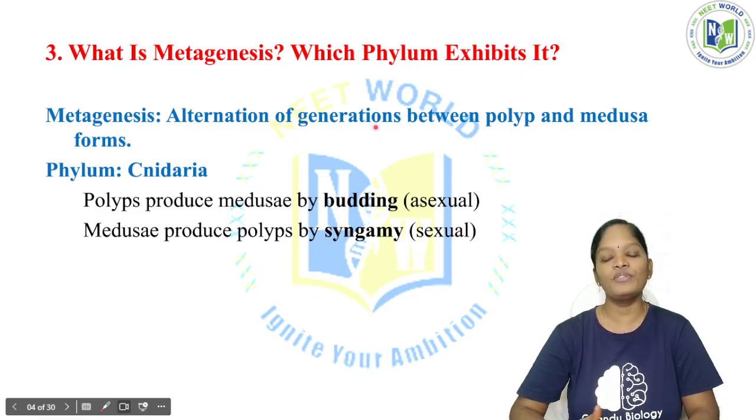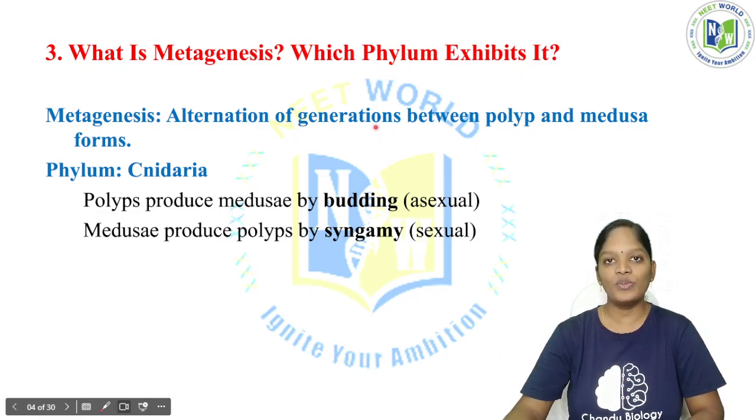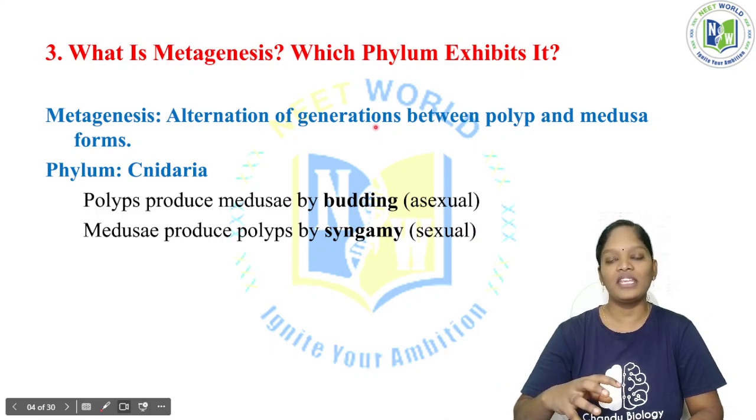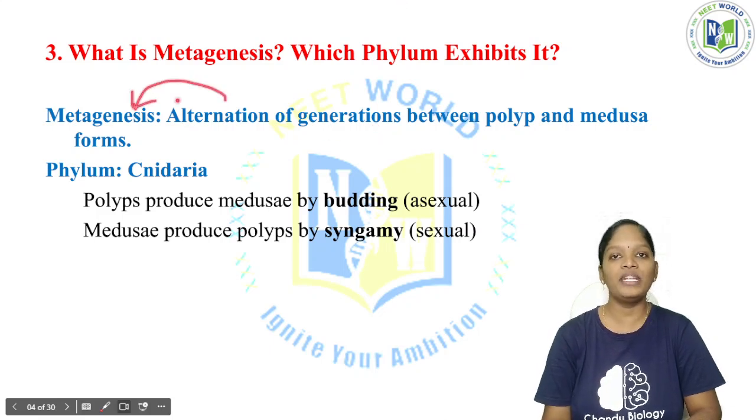In simple terms, we can explain that as asexual reproduction followed by sexual reproduction, as both types of reproduction are seen in the life cycle. So that process is called alternation of generation. We can call this alternation of generation metagenesis.